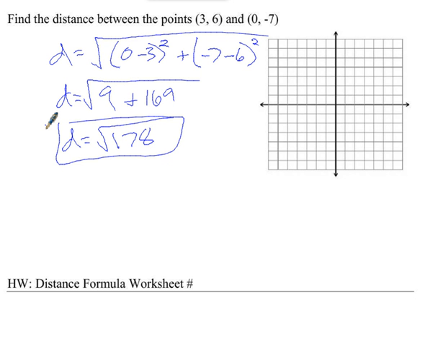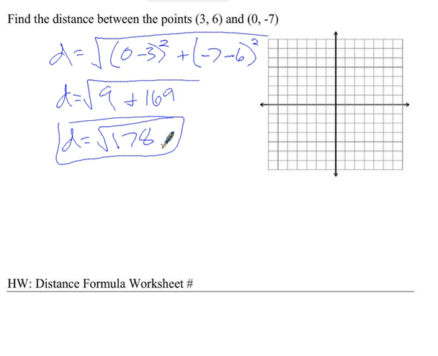If you were asked to round your answer to the nearest hundredth, you could then plug in the square root of 178, hit enter on your calculator, and it'll give you an answer. What would the answer be? 13.3? Okay. So that's how you would do that.